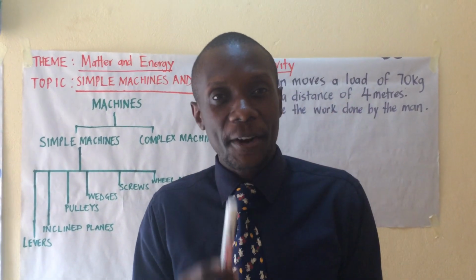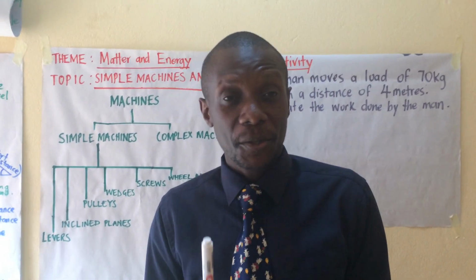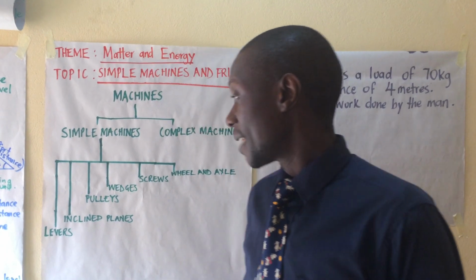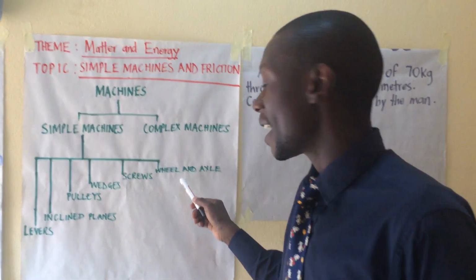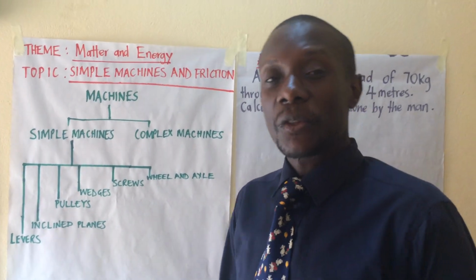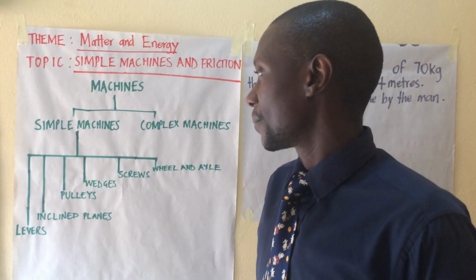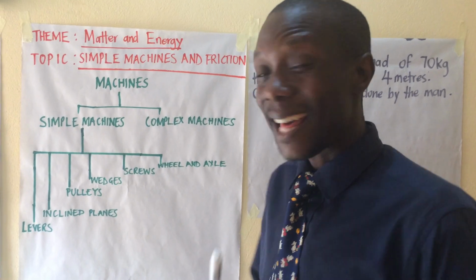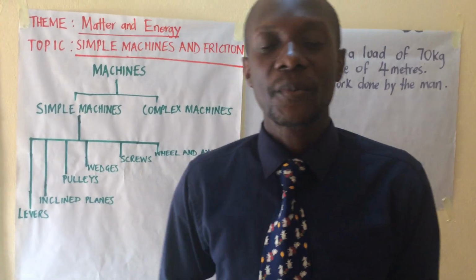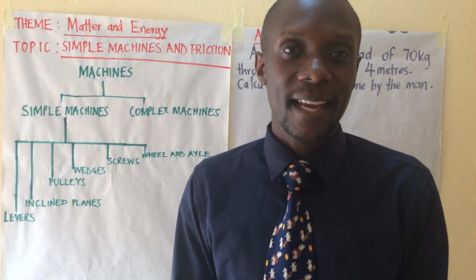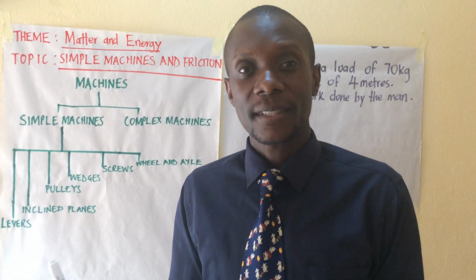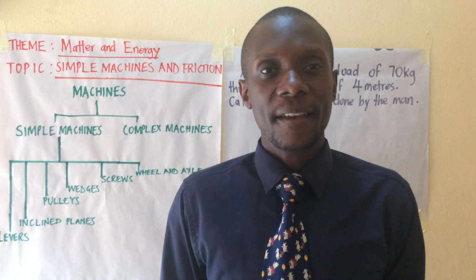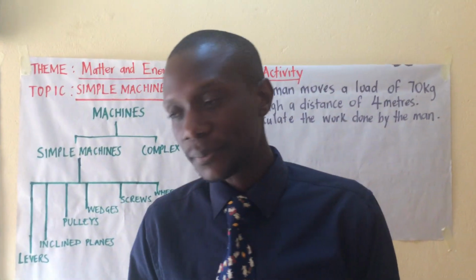Then they also change the direction of force. We shall discover some levers change the direction of force, some pulleys change the direction of force, some wheel and axle, like the gears, change the direction of force. So those are the 3 main ways. Let me repeat them. They increase the speed at which work is done, they change the direction of force, and they also reduce on the effort applied.